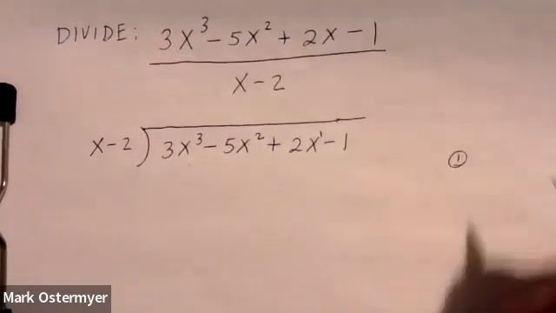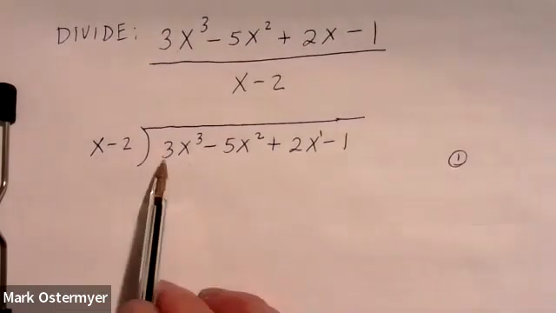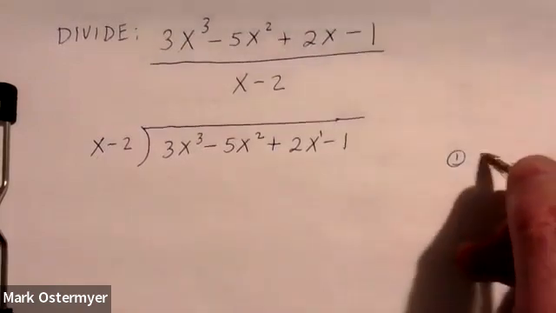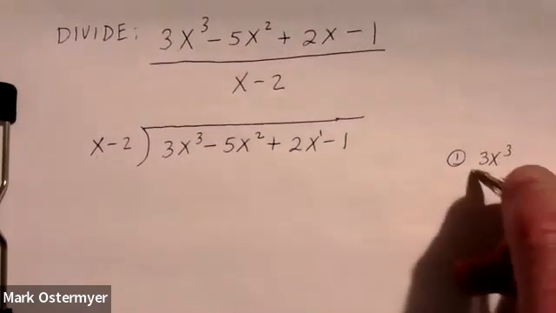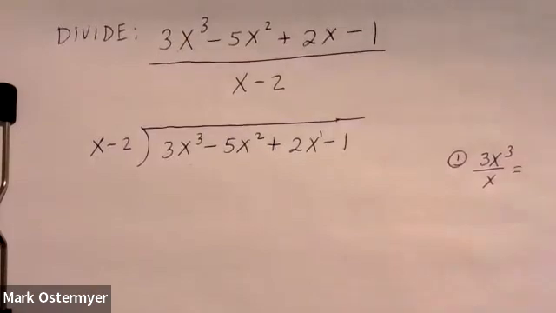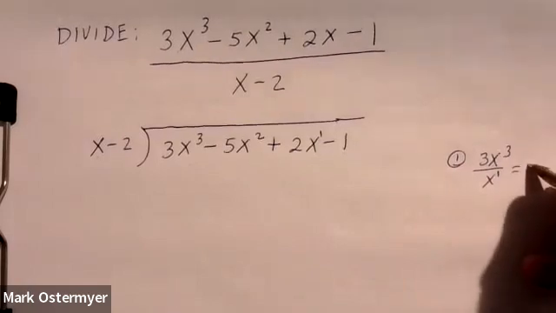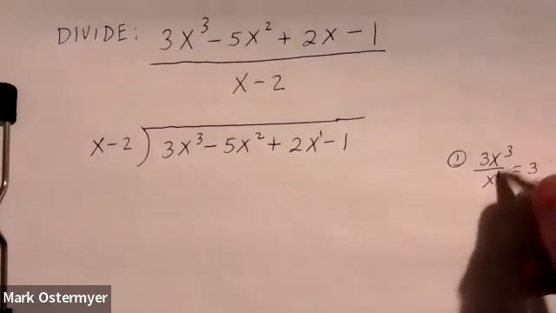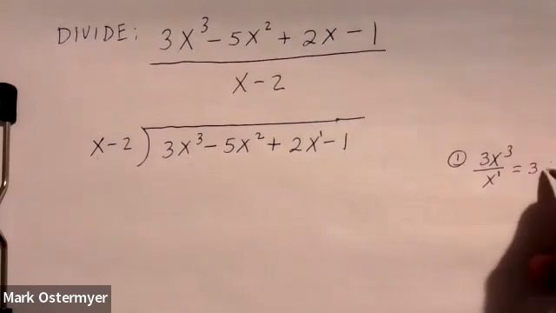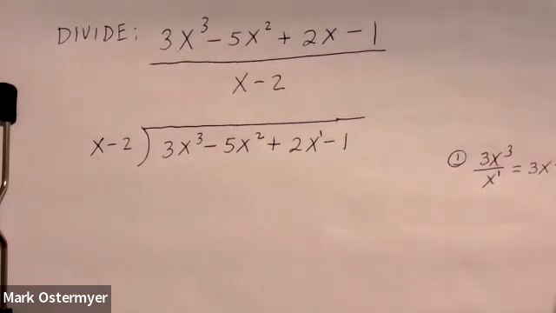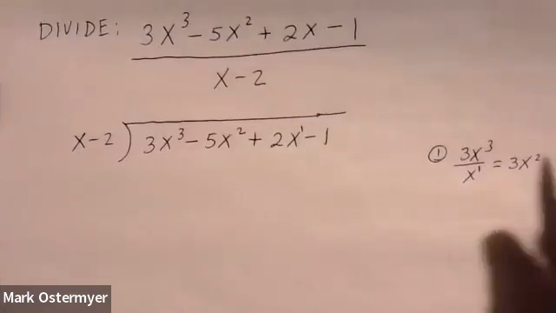Round 1. I ask myself, how many times does x divide into 3x cubed? Feel free to take the 3x cubed, place it over the x, and reduce. You'll have your answer. What is 3x cubed over x reduced down to? Well, that's going to be 3x what? 3x to the 3 minus 1 power of 3x squared? That's the first term in your quotient, 3x squared.